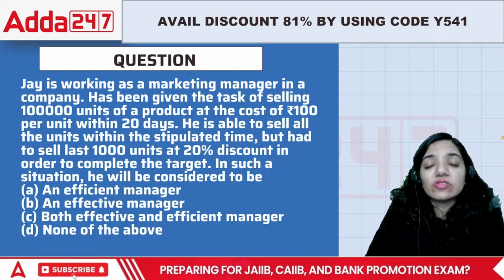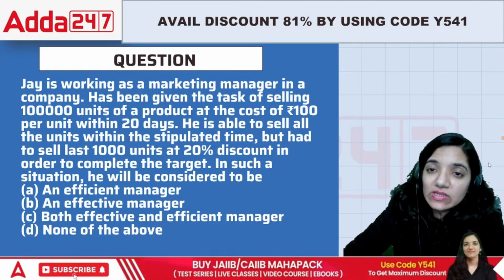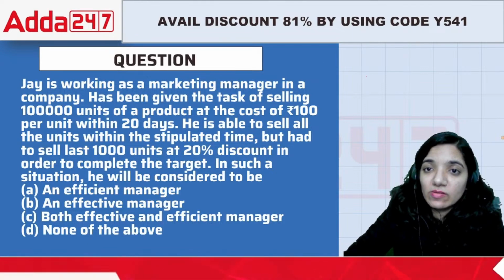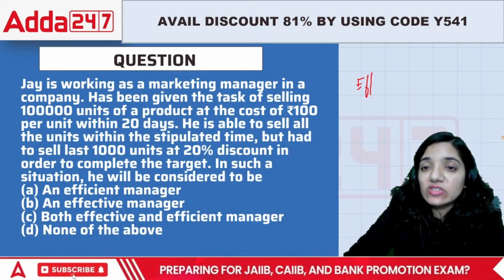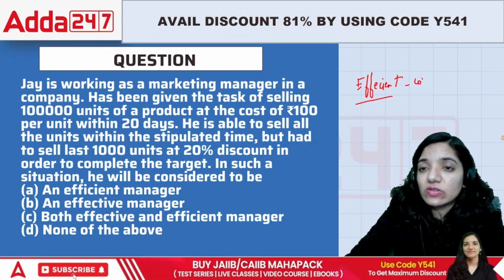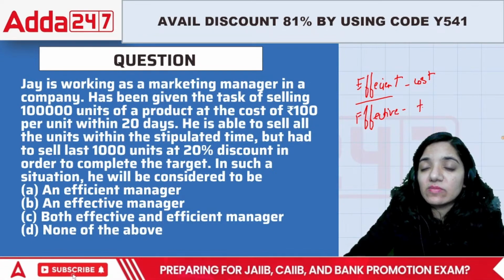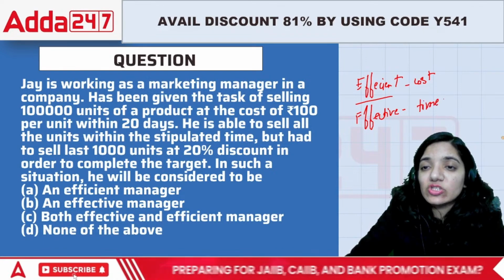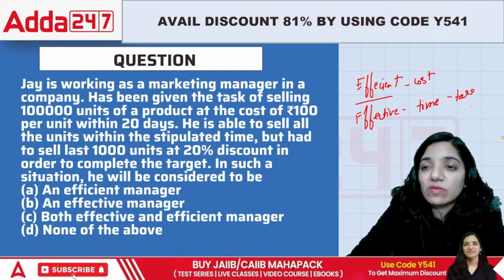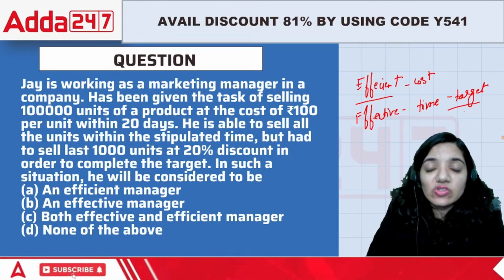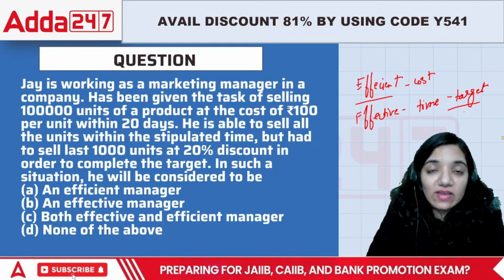Okay, let's talk about it. The person who is able to finish his task within a specific period of time is called efficient. If he knows how to control the cost, he is efficient. If he knows how to finish off the work within a stipulated period of time, that means it is based upon completion of target within a specific period of time. That is what we call effective. So there are two things, efficient and effective.